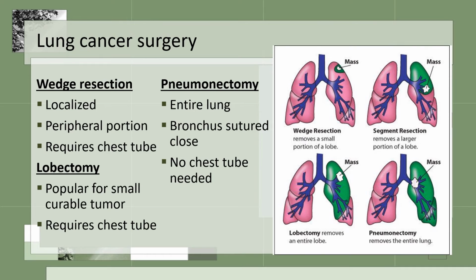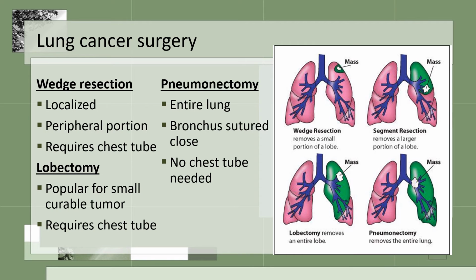Lung cancer surgery, we're going to learn about 3 different kinds. The first one is a wedge resection. It is localized. It removes a small portion of a lobe, and it's usually peripheral. It does require a chest tube because it's opening the lung to the outside area, and the chest tube will then be placed to block that open airway.